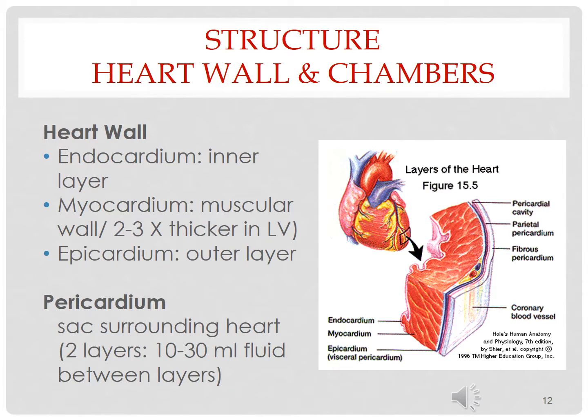Approximately 10 to 30 milliliters of pericardial fluid lubricate the visceral and parietal layers of the heart to prevent friction between surfaces as it contracts.